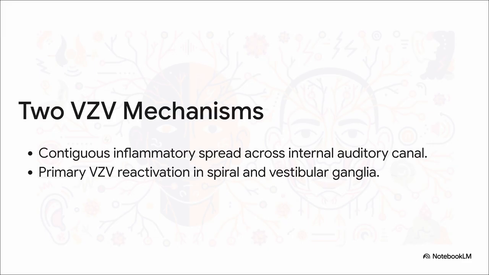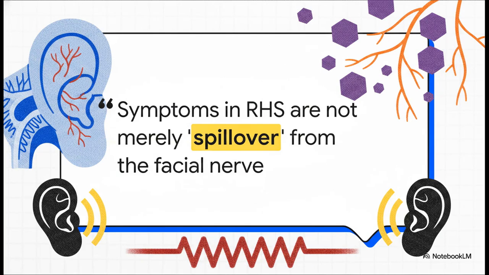Studies have actually found VZV DNA right in these ganglia, and they noted that the viral load directly correlates with the severity of the cochleovestibular presentation. I absolutely love this quote from the source material. Cochleovestibular symptoms in RHS are not merely spillover from the facial nerve. They often reflect direct VZV reactivation.